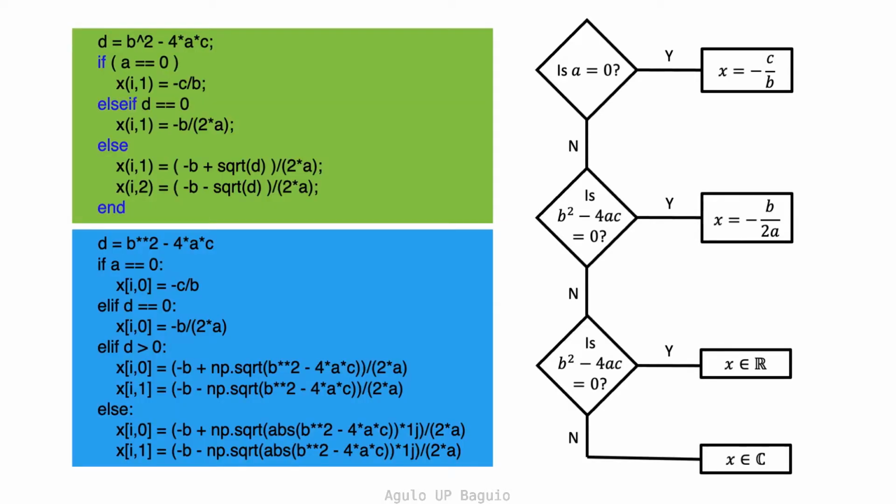Here's how the algorithm should look when written in MATLAB and Python. You should be able to see the correspondence between the flowchart and the MATLAB and Python scripts. Again, there are subtle differences between how these codes are written in MATLAB and Python. For example, to square a number, the caret operator is used in MATLAB, while the double asterisk operator is used in Python.